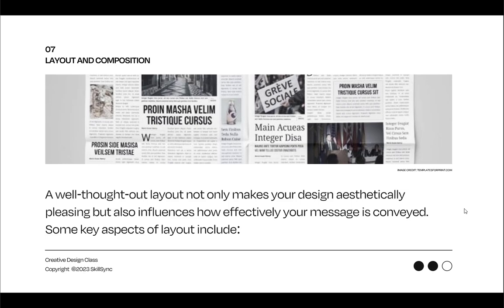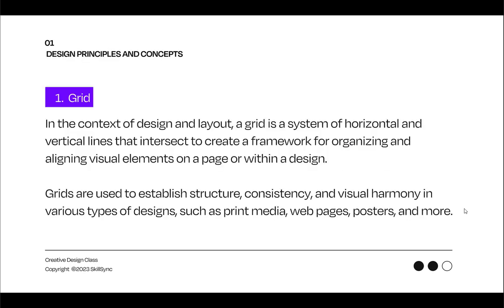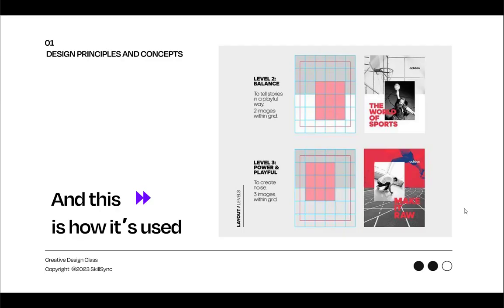Some key aspects of the layout include: number one, grid. When we talk about grid, we're talking about the vertical and horizontal lines that will enable you align your design elements on the design canvas. Okay, so in the context of design layout, a grid is a system of horizontal and vertical lines that intersect to create a framework for organizing and aligning visual elements on a page or within a design. So this is how it looks: just vertical and horizontal lines, and this is how it's used. So you're able to determine where you should place your images and where you should align your text, and this is used by brands like Adidas.